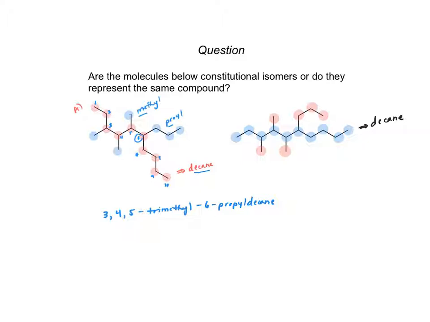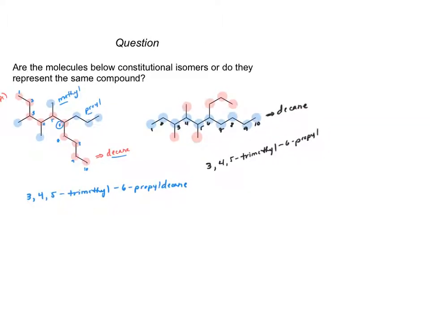So now we're going to number. We've got 1, 2, 3, 4, 5, 6, 7, 8, 9, 10. So same thing. We've got a 3, 4, 5 trimethyl, and then we've got a 6 propyl, and then we've got our parent, decane. So because they have the same name, they are the same compound.